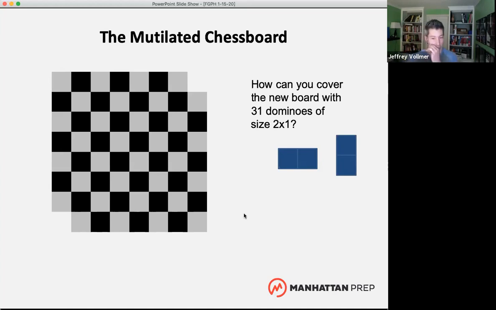I have 62 is not divisible by 4. I don't know if I need 62 to be divisible by 4, right? 2 is not divisible by 4. These 6 here, let me just highlight. These 6 here aren't divisible by 4, but I could certainly cover those up with 3 dominoes. I don't have 63 boxes. I have 62 boxes, right? There were 64 and I just got rid of these two. There's definitely 62 boxes.